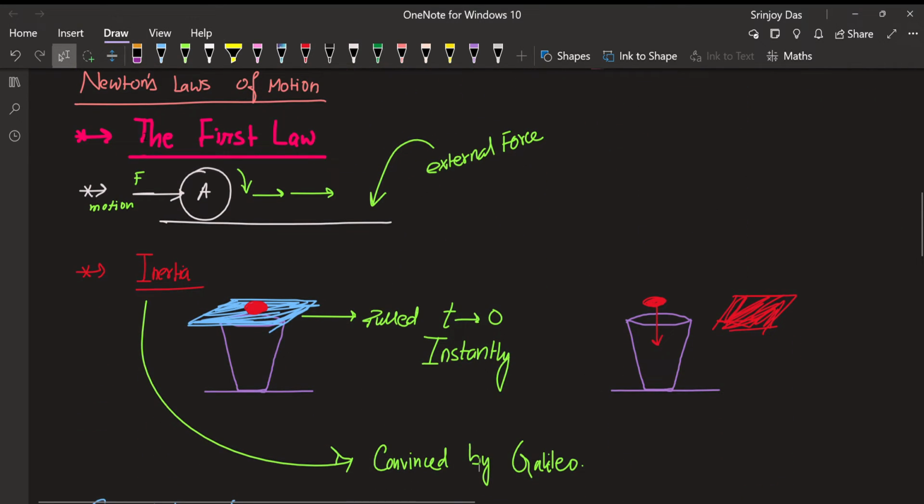The first law states that there is an object A and we have given a certain force, just touched it, meaning dF, a small force. It is on a smooth surface and there is no external force.